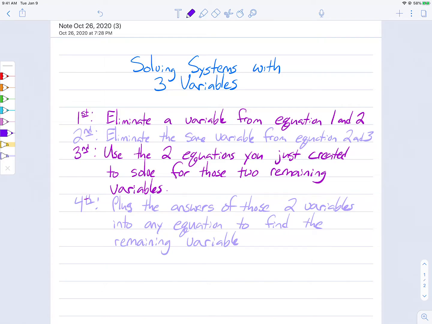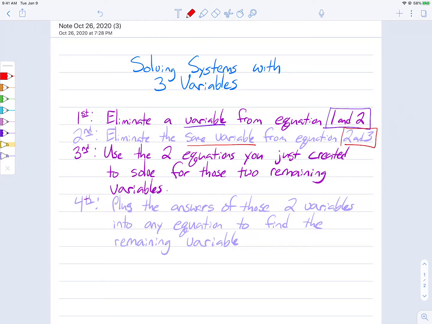Solving systems with three variables. So the steps to solving systems for three variables is the following. First thing you're going to do is you're going to eliminate a variable from equations 1 and 2. It does not matter which variable, it could be x, y, or z. Step 2 is to eliminate that same variable from equations 2 and 3.